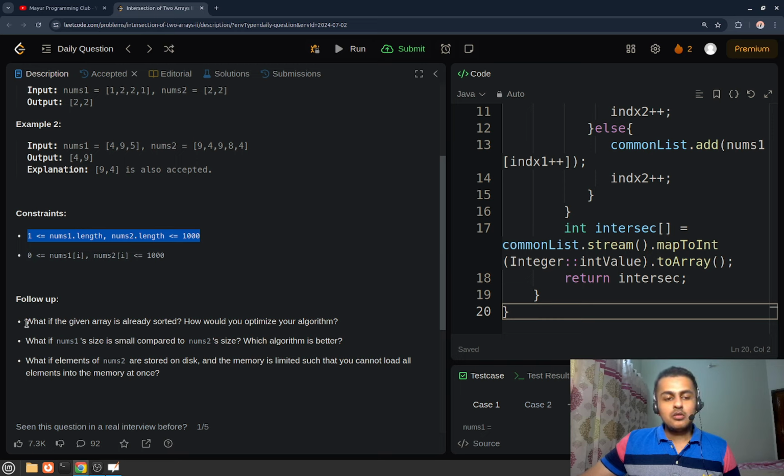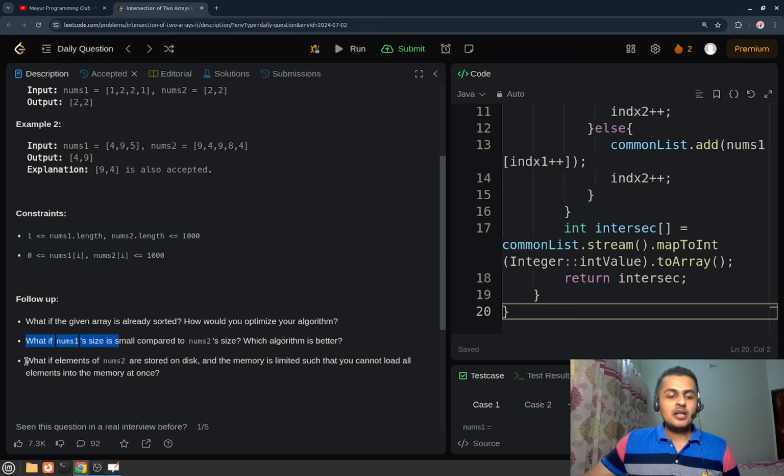So what if the given arrays are in sorted order? If the given arrays are in sorted order already, then how will we optimize our algorithm? And it is then again stated, what if the first array's size is smaller than the second array's size, so which algorithm will perform better?